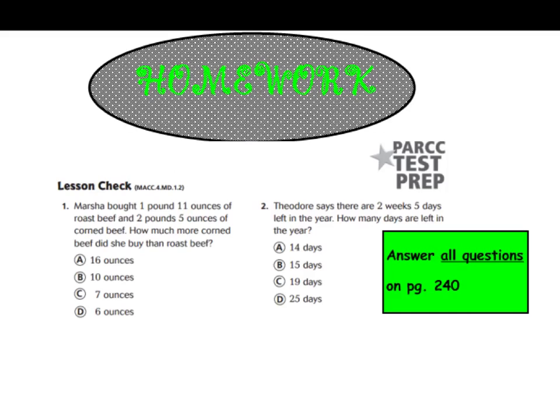So here are your homework questions for tonight. Questions 1 and 2 on the back side of your Go Math sheet on page 240. Do the first 2 because this is what our lesson's about, and then I want you to answer the other 4 questions that are our review questions.